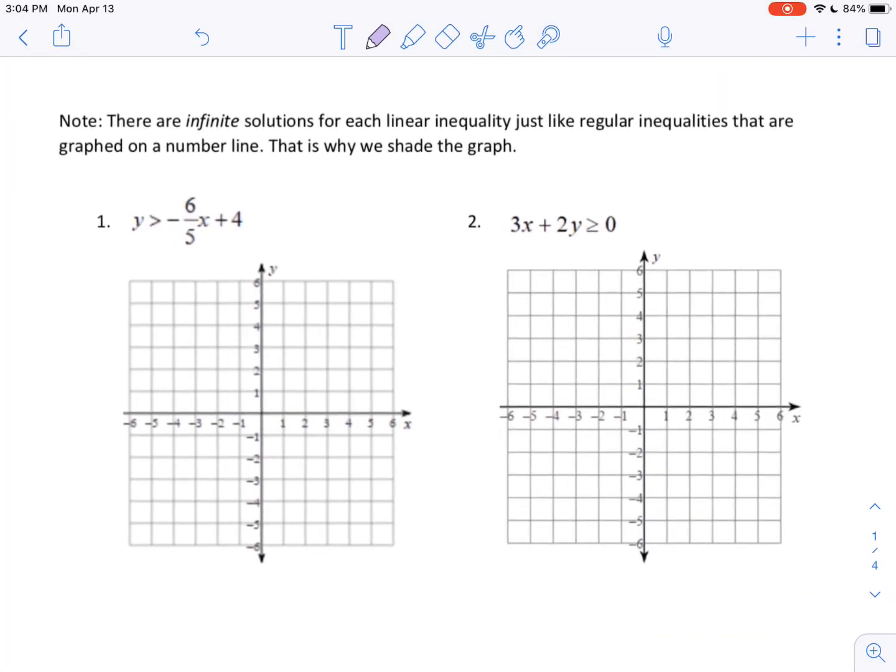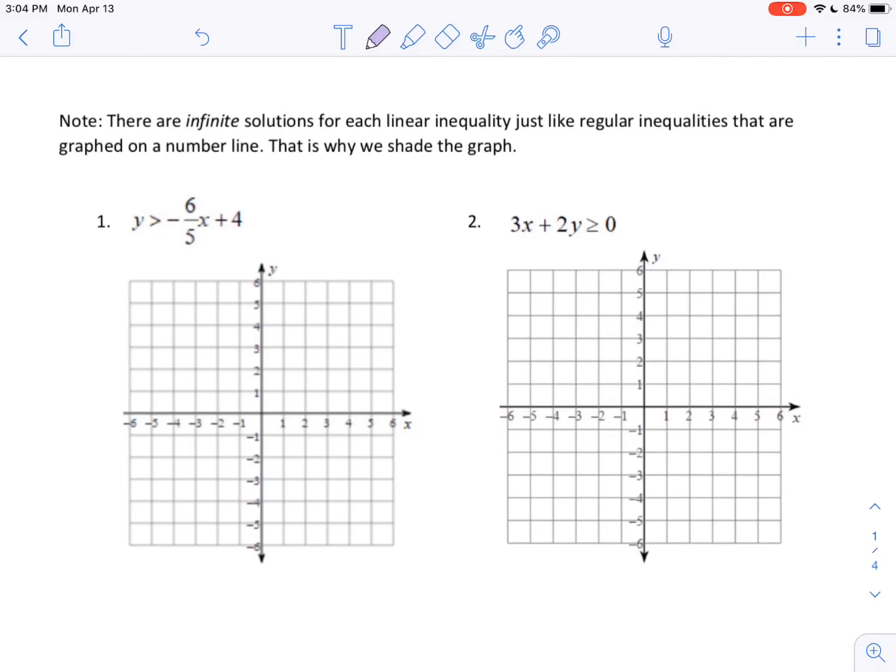I want you to note that there's infinite solutions for each linear inequality, just like regular inequalities that are graphed on a number line. Okay, that's why we shade the graph, because it's symbolizing all of the points that could possibly make this inequality true when I plug them in. So there's an infinite amount of points, x's and y's, that if I plug that in, will make that inequality true.